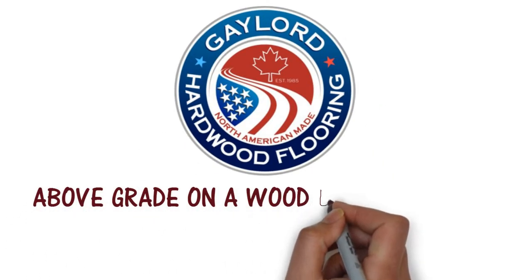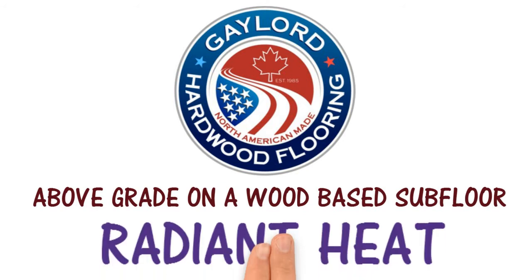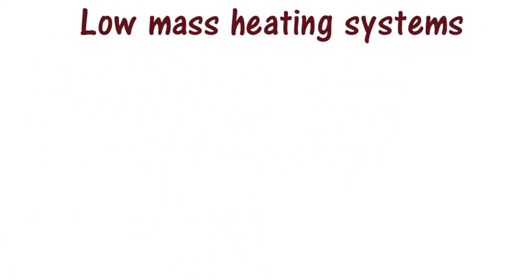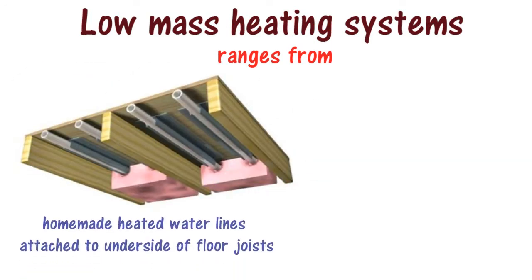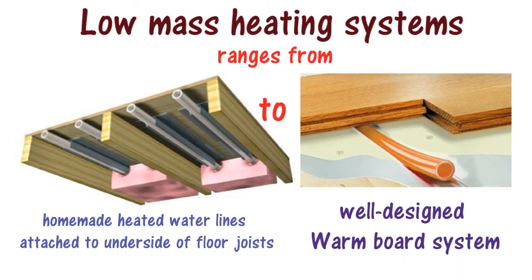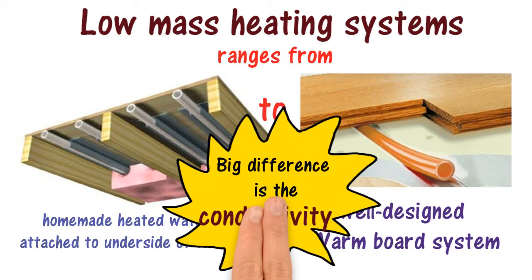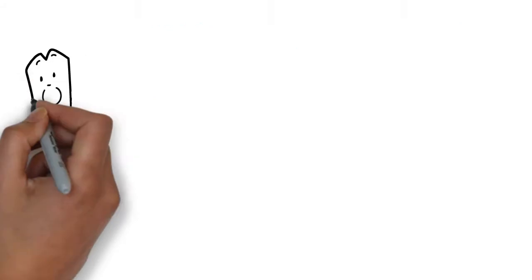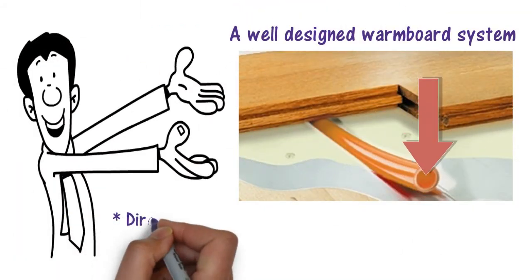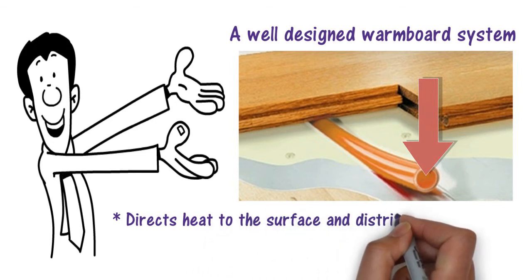Above grade on a wood-based subfloor. Radiant heat. Low-mass heating systems can range from homemade heated water lines attached to the underside of floor joists to a well-designed warm board system. The big difference is conductivity. A well-designed warm board system, or similar, focuses on directing the heat to the surface and distributing it evenly.